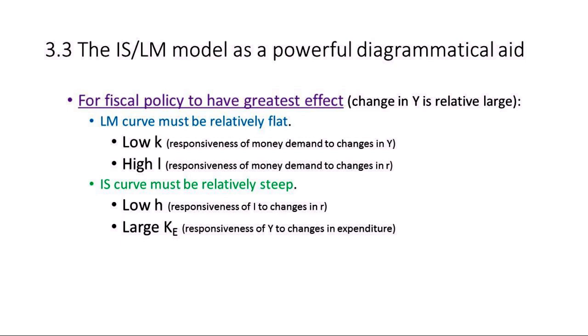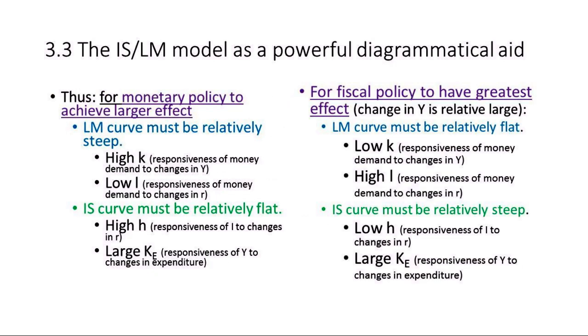Now, if you put our two slides on this together, it shows something that's quite worrying. For monetary policy to have a large effect, LM must be steep and IS flat. For fiscal policy to have a large effect, LM must be flat and IS must be steep. And this tells us that it's very difficult to simultaneously have a very stimulating monetary policy and also very stimulating fiscal policy. They tend to work against one another depending on the slopes of these curves.